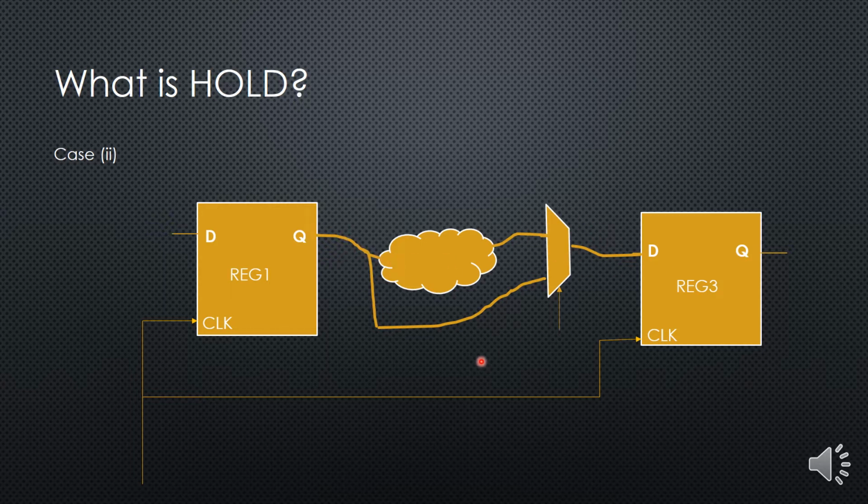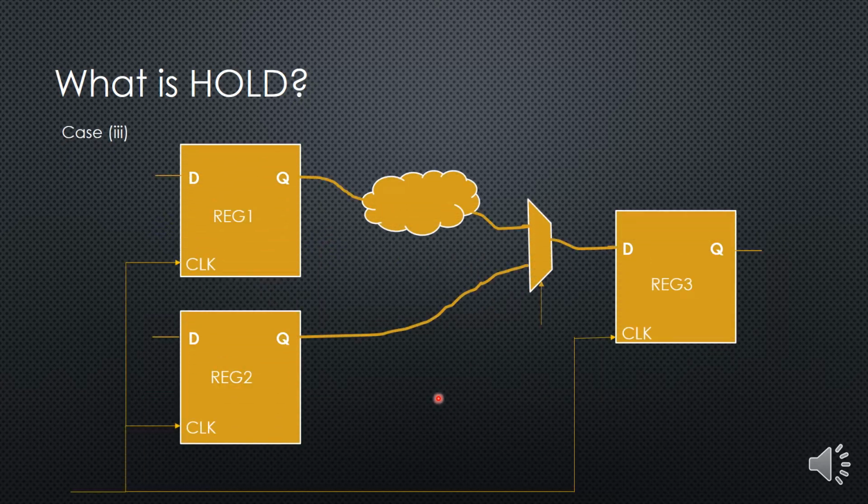If we are saying that we have a hold violation from register 1 to register 3, we can say the hold path is this one: from Q to the mux and then to the D pin. This is the shortest path, and this shortest path can disturb the storing process. Whenever the previous data is being captured over here in register 3, the other data can come through the shorter path and disturb the data which is being stored in register 3.